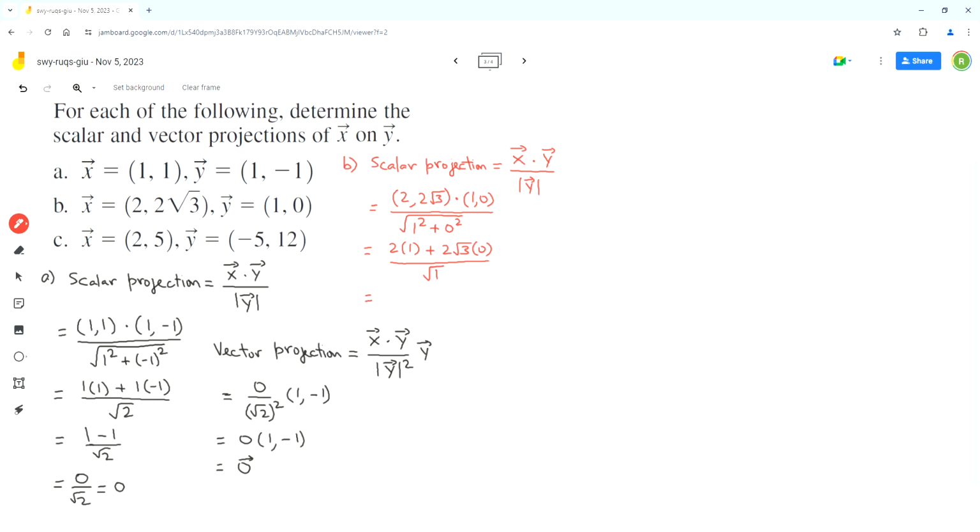Now in the numerator, 2 times 1 is 2. And 2 square root 3 times 0 is 0. So we are left with just 2 over 1, which is equal to 2. So this is the scalar projection for part B.